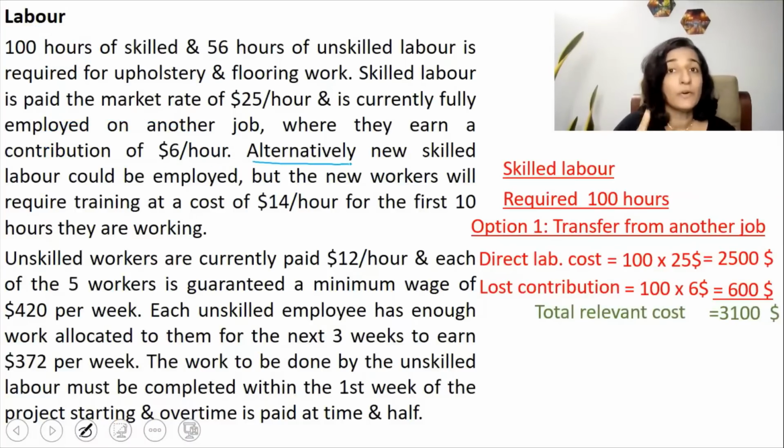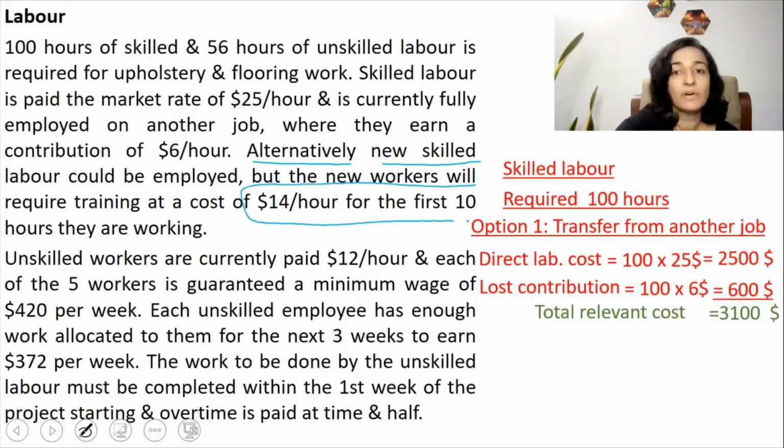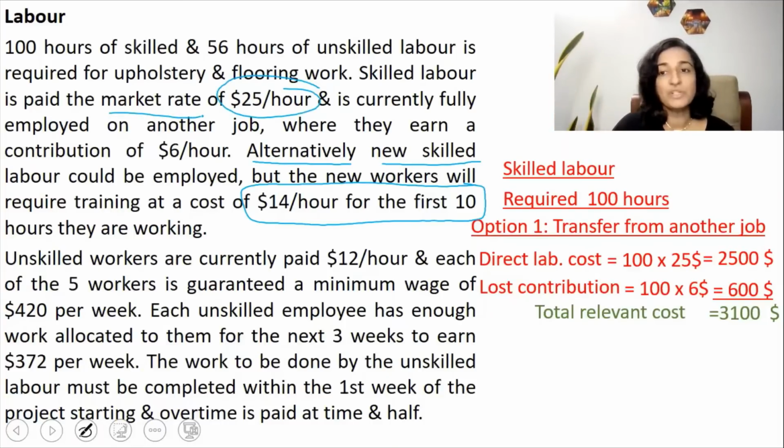Now what have they said next? Alternatively, so we're going in for option 2. New skilled labor could be employed, but the new workers will require training at a cost of $14 per hour for the first 10 hours that they are working. So the new skilled labor is also paid $25 per hour because that's the market rate. So the option 2 is you can hire new skilled labor.